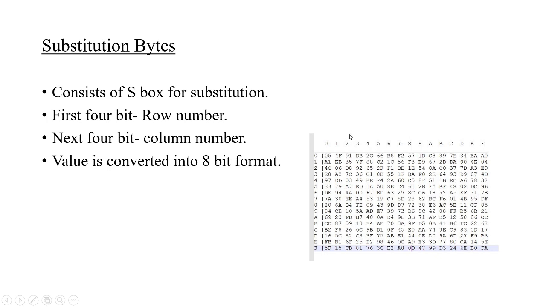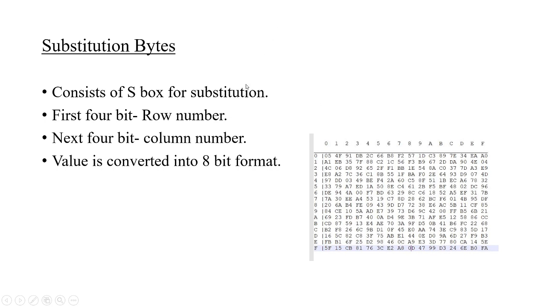S-boxes consist of a 16 by 16 matrix. That means 0 to 15, that is, it is represented in hexadecimal form. And there are some values which are in hexadecimal.